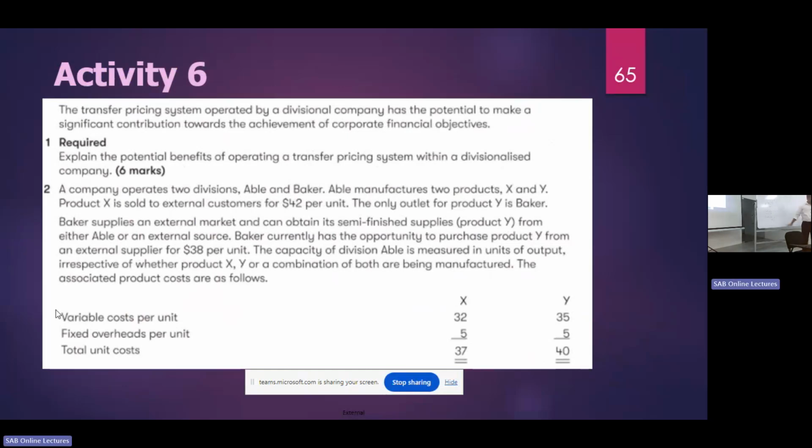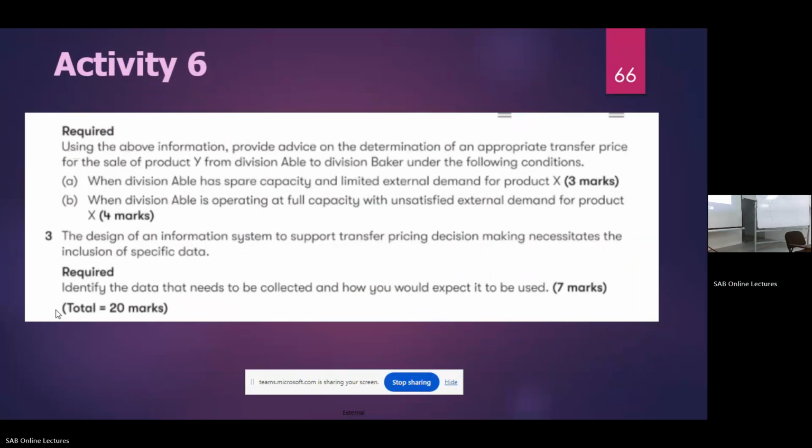Here X has a limited capacity. Limited capacity means, say we have 1000, but the total demand for X is only 400. That means you can produce 600 Y and transfer to B. Then what should be the transfer price charged? Using the above information, determine the appropriate transfer price. A has spare capacity and limited external demand for X.